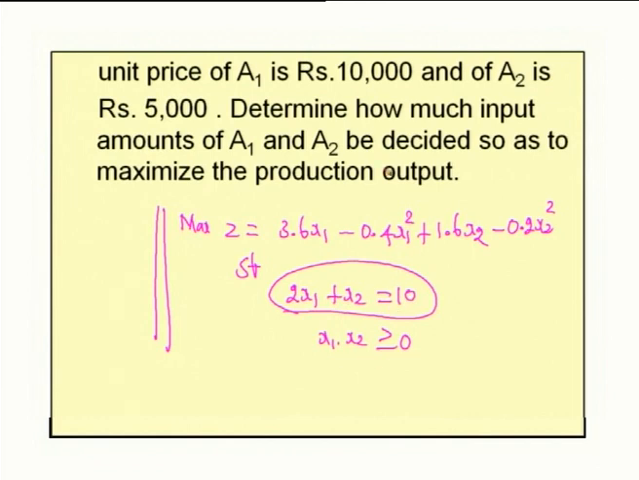So, in order to maximize the production output, we make use of the necessary conditions, which is nothing but f1 equal to lambda h1, f2 equal to lambda h2 and minus of h equal to 0. With the help of that necessary condition, now we try to solve this NLPP.